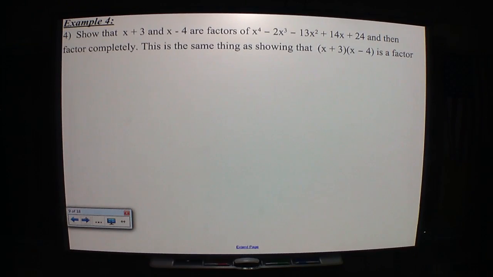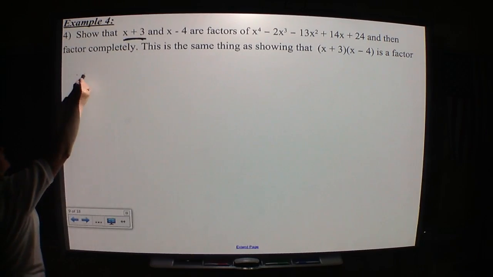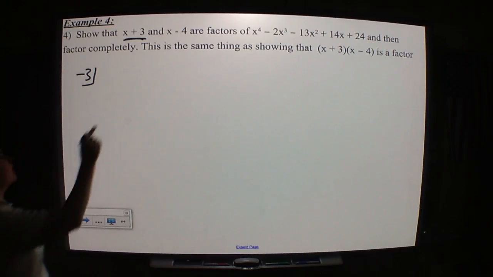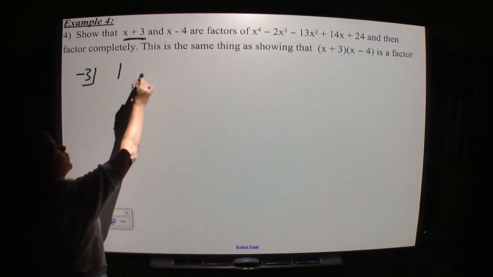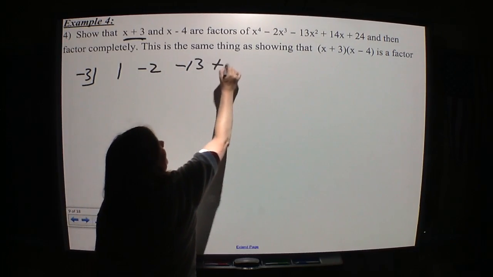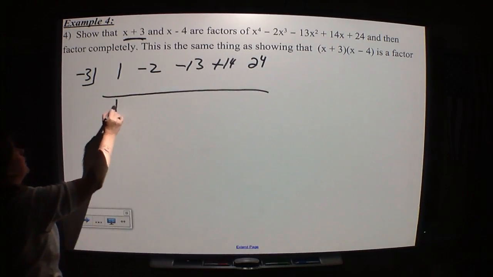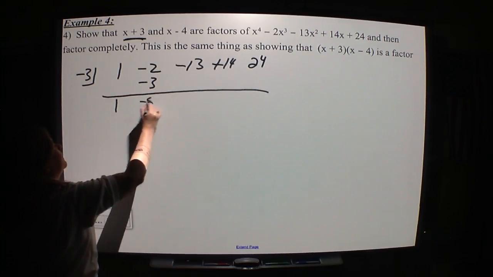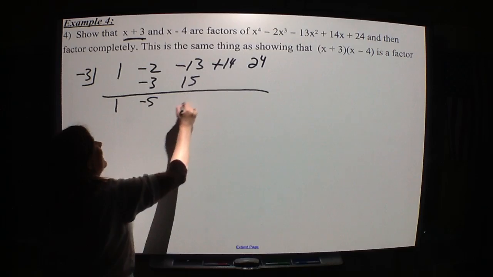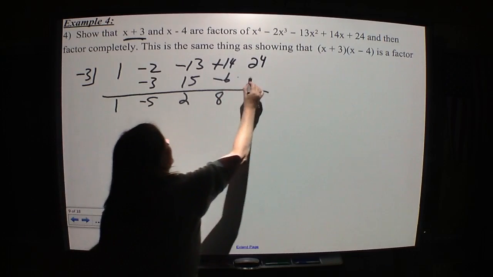Show that x plus 3 and x minus 4 are factors of the x to the 4th polynomial, and then factor this completely. So let's start with the x plus 3. I have a negative 3 here. Then the coefficients of the x to the 4th, x to the 3rd, x to the 2nd, x, and the constant term. Bring down your 1. 1 times a negative 3. Add, multiply, add, multiply, add, multiply.